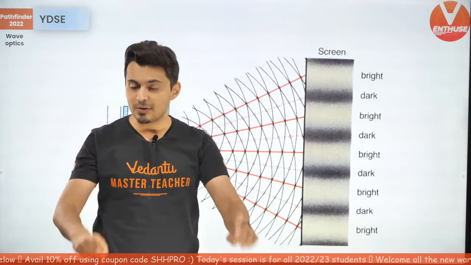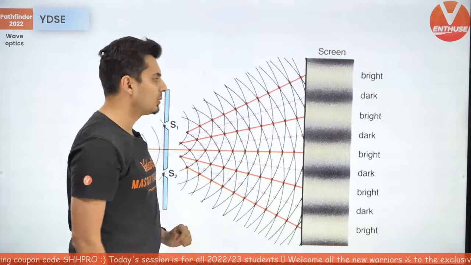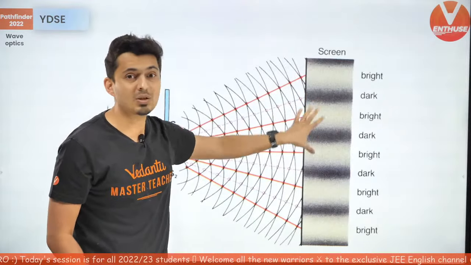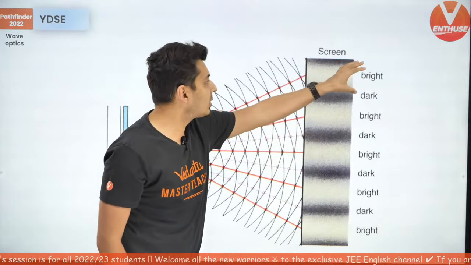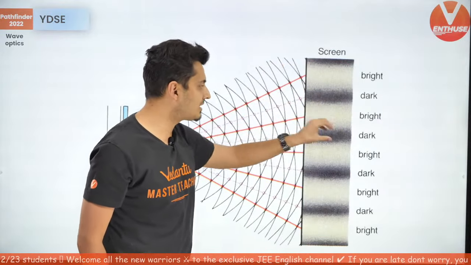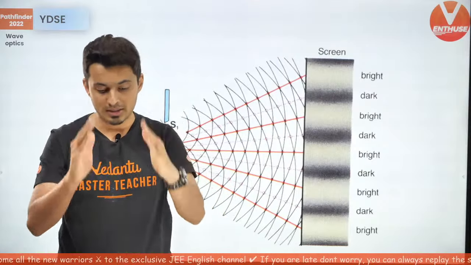Correct. Dark is destructive, bright is constructive. So exactly that's what is going to happen, and you're going to see a constructive-destructive pattern. This is called a fringe pattern. These are called the fringes. This is one fringe, dark fringe, bright fringe, dark fringe, bright fringe. So you're going to see a fringe pattern on the screen.